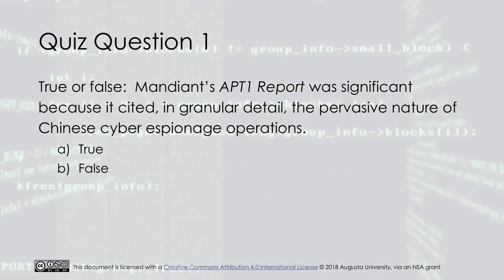True or false? Mandiant's APT1 report was significant because it cited, in granular detail, the pervasive nature of Chinese cyber espionage operations. The answer is true.